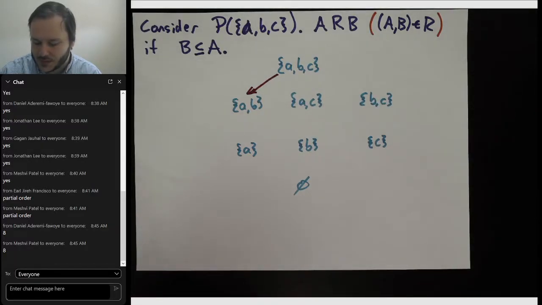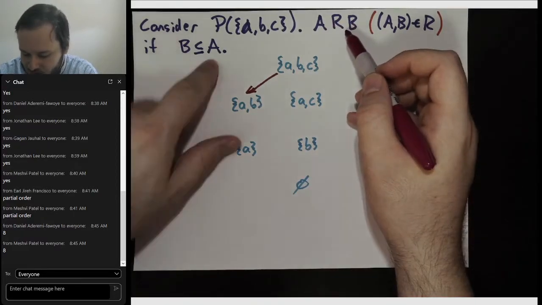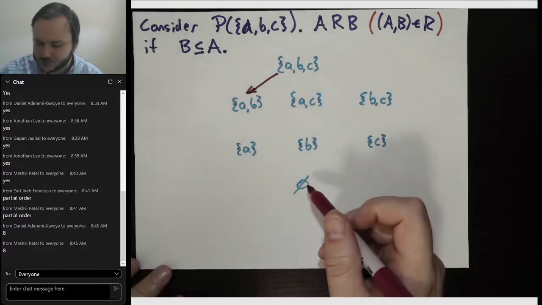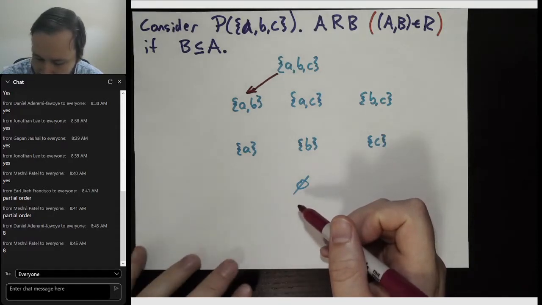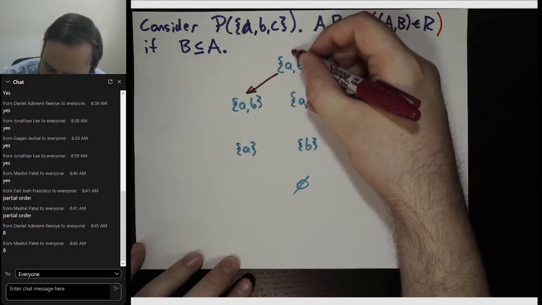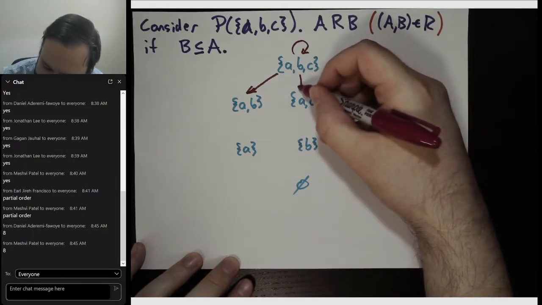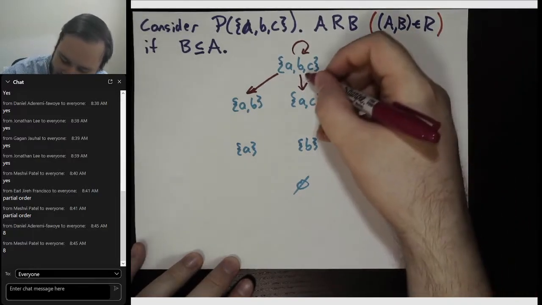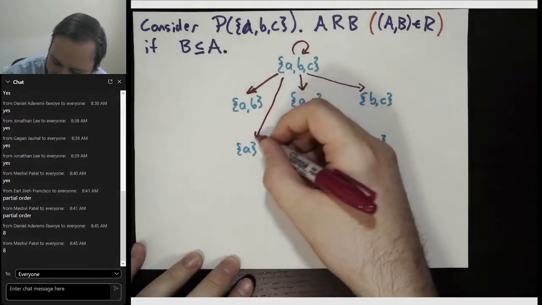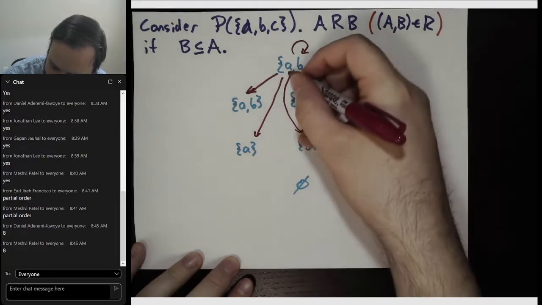Okay. The way that I've worded this here, ARB, from A to B if B is a subset of A. Or you can think of it as if A contains B, then ARB. So also ABC contains itself, and ABC contains AC, and ABC contains BC, and ABC contains A, and B, and C, and also the empty set.